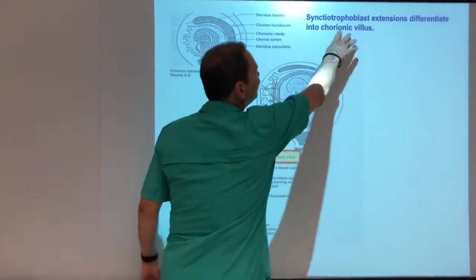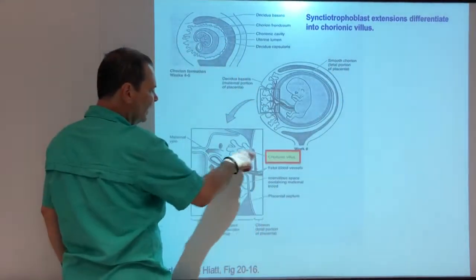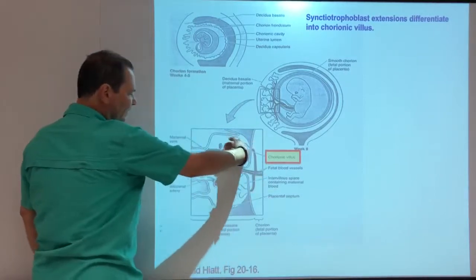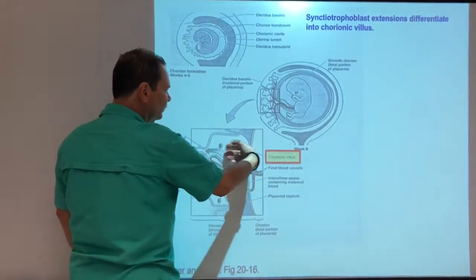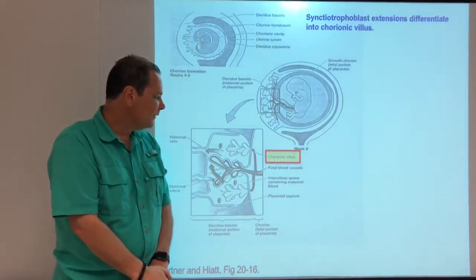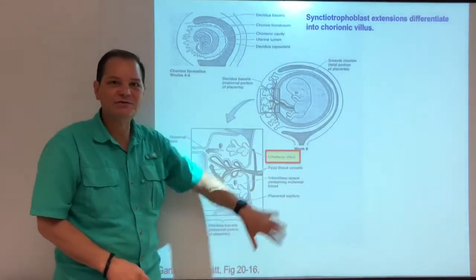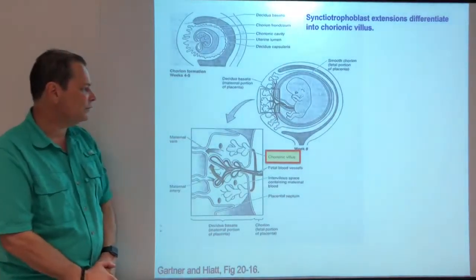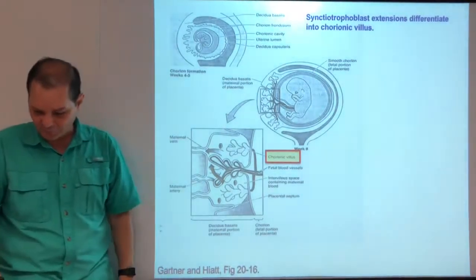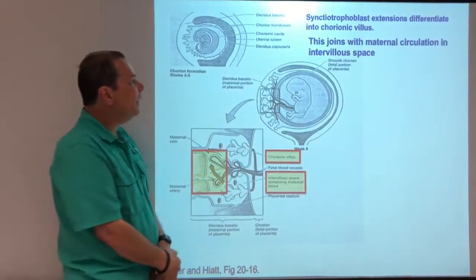The syncytiotrophoblast extensions differentiate and become the chorionic villus. That's what you see here. So these villi are sticking into the endometrial layer and sticking into the uterus so that the fetus can become attached, right? And it's going to form this fetal-maternal interface for exchange of materials.